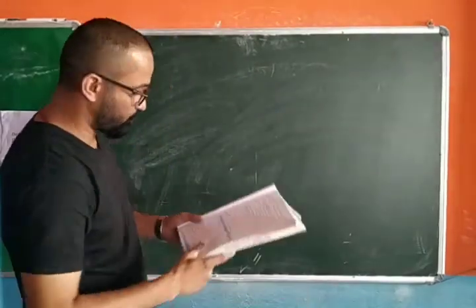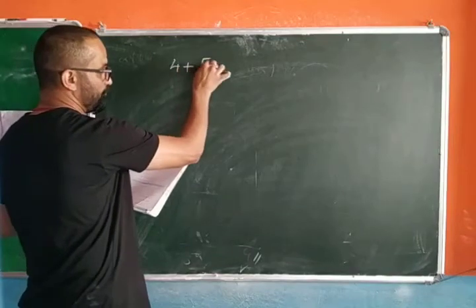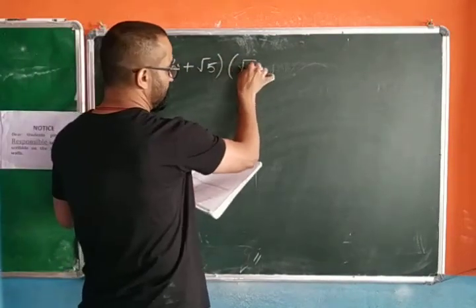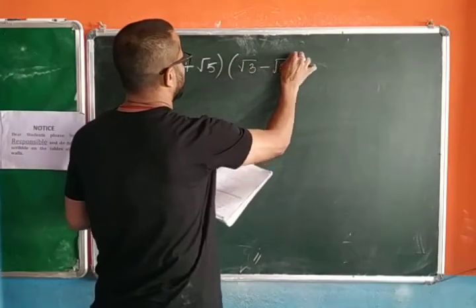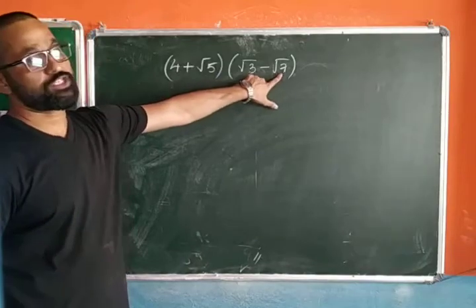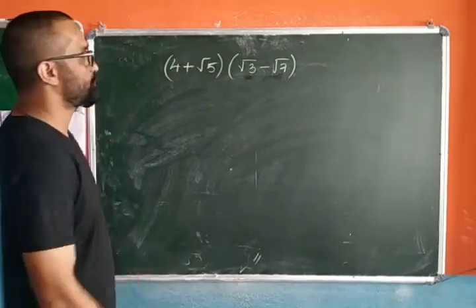So last one, the question tells you to simplify 4 plus root 5 times root 3 minus root 7. You cannot subtract, remember. This cannot be subtracted because these two are not like irrational numbers.